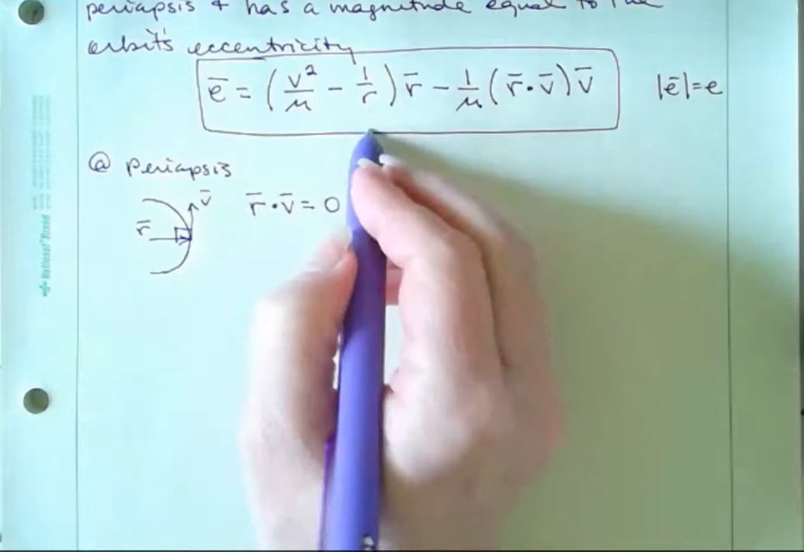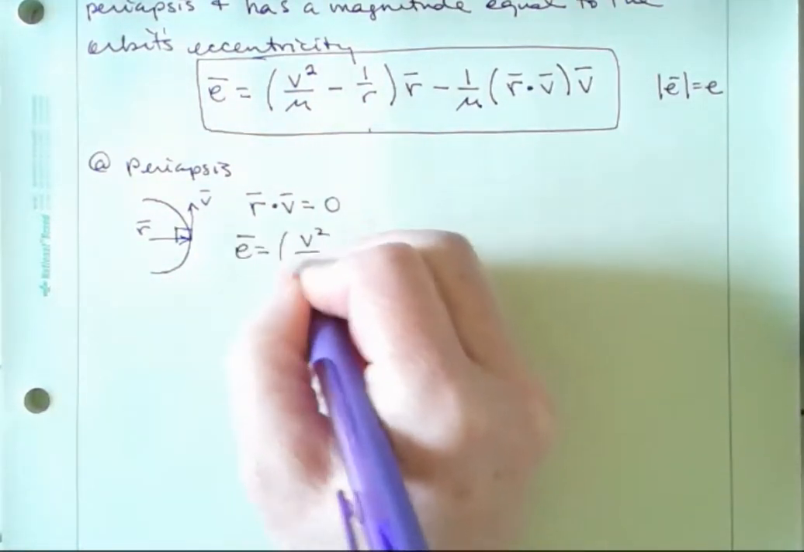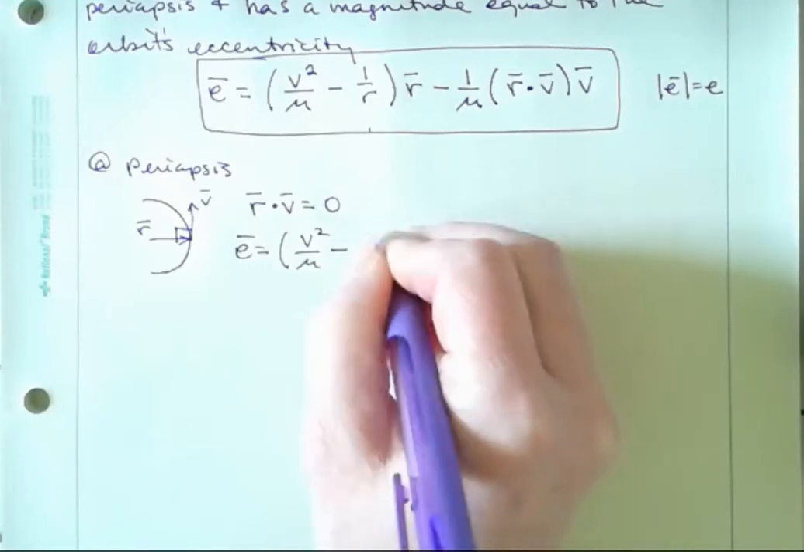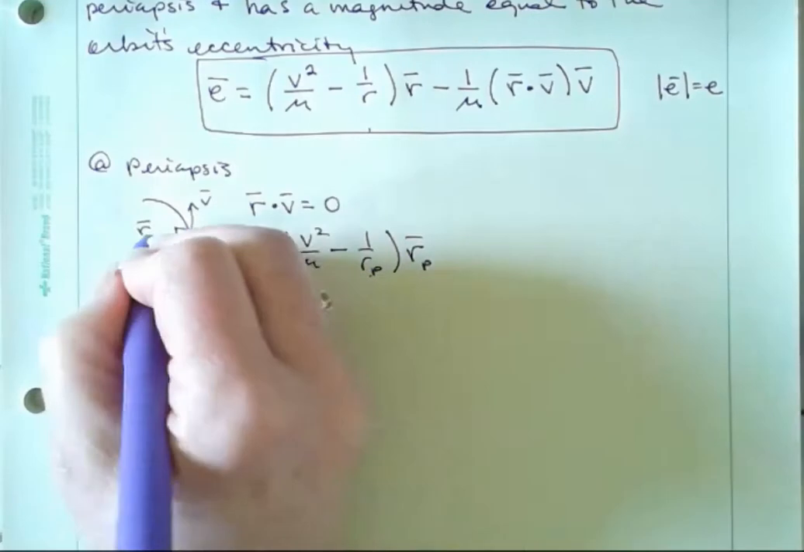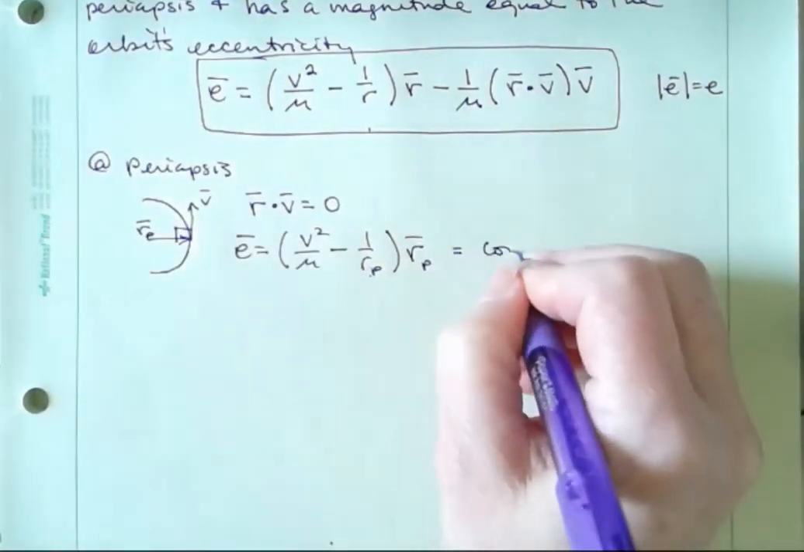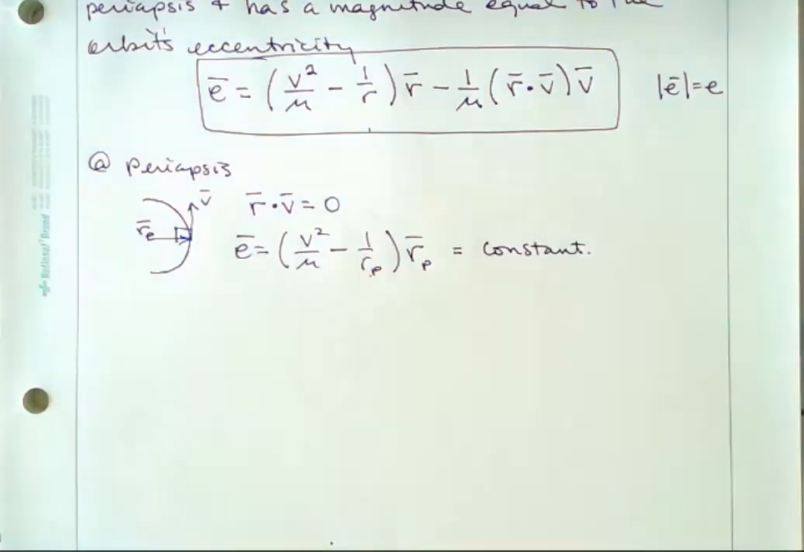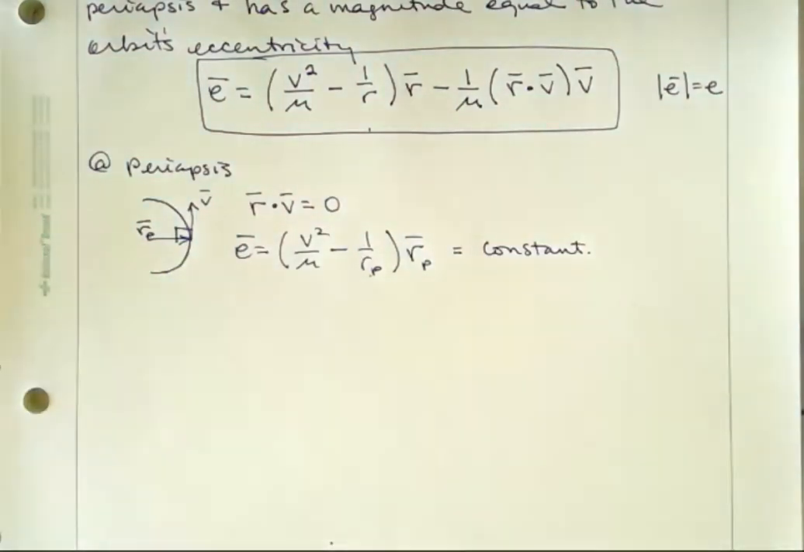So if we look at this eccentricity vector equation, e is going to be v squared over mu minus 1 over RP, times RP, where RP is obviously this radius at periapsis. And this is going to equal a constant. You're at this one point, it's not going to change, so that's what you've got. Keep this in mind, we'll come back to that in just a second.